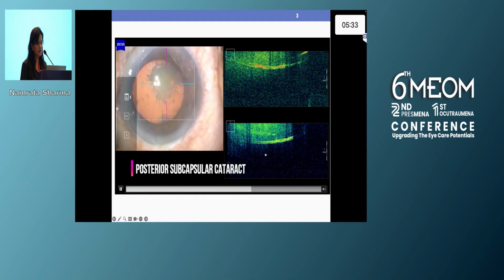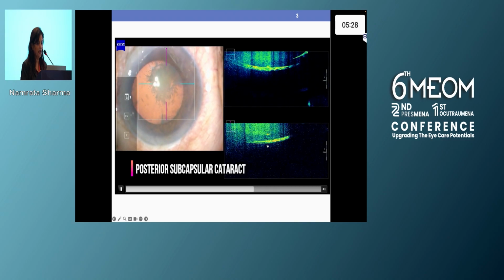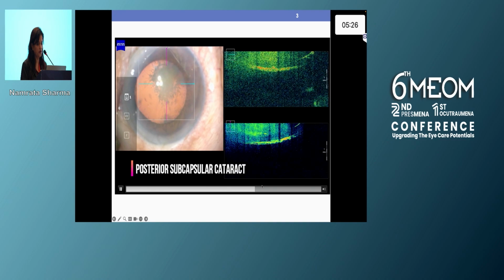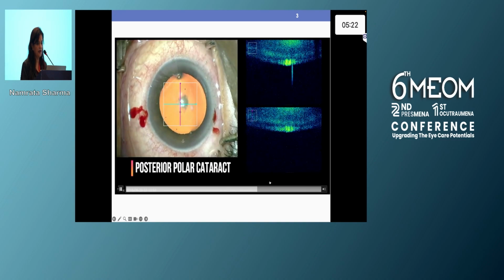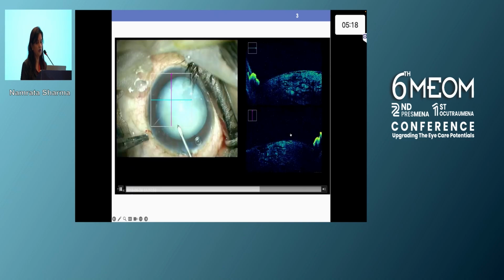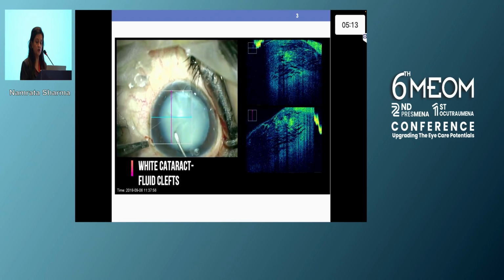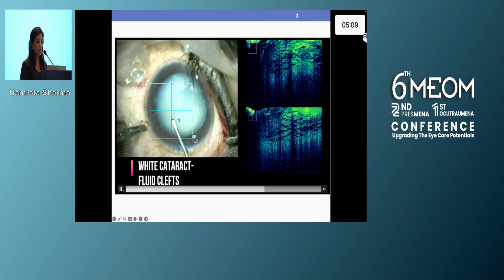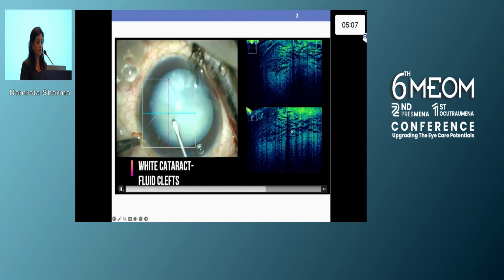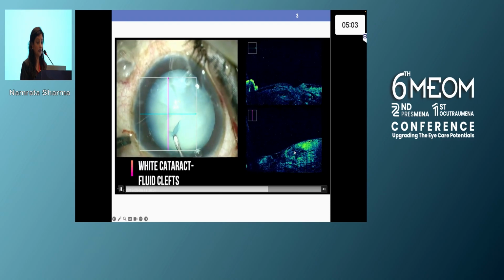Now there are different situations. For instance, this is a posterior subcapsular cataract, so the capsule is quite intact, and this can be seen on the intraop OCT microscope while you're performing the surgery. And when you have a posterior polar cataract, you again can make out whether there is a defect or not. Now this is a white cataract and fluid clefts or dark spaces are present. So if you give a nick on the capsule, you know once these dark spaces are there that the fluid is not going to come out because the intralenticular pressure is not that high.